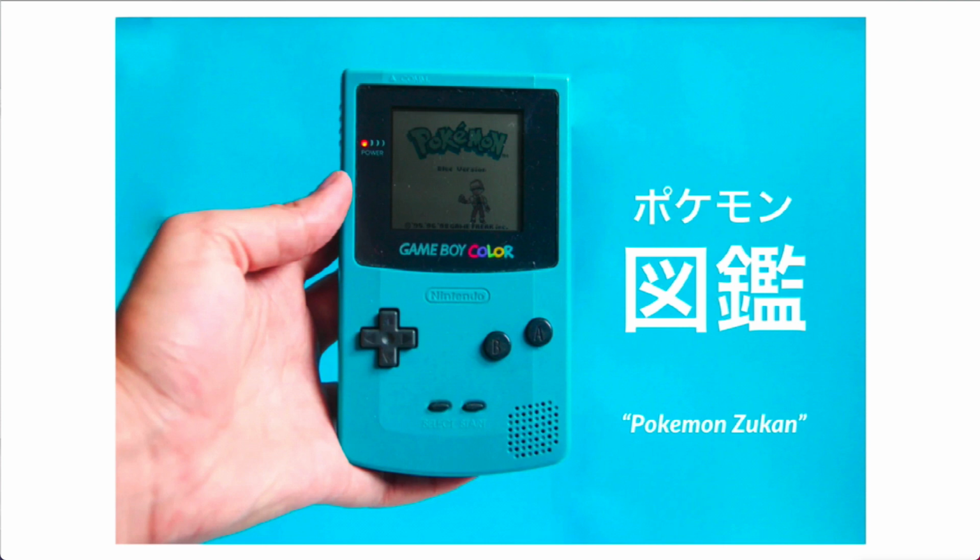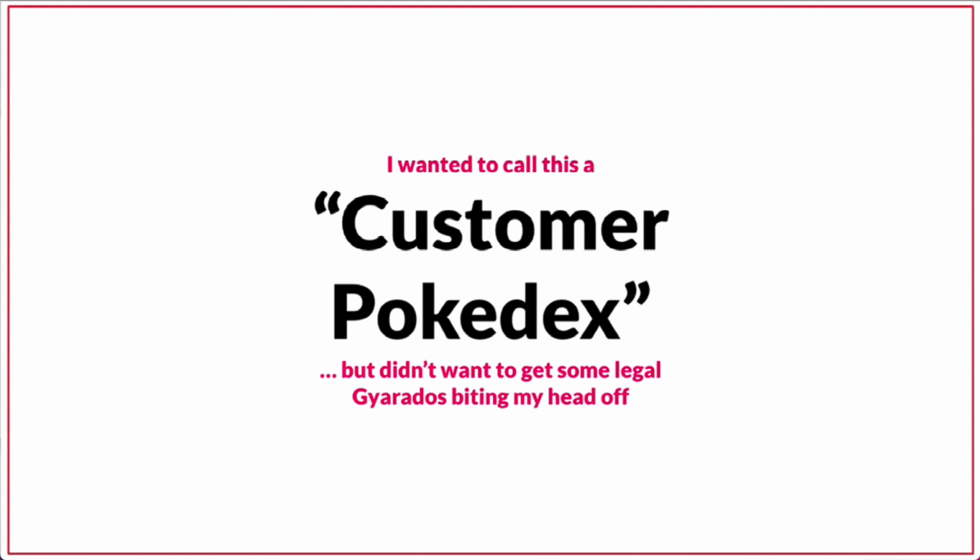Well, I apply that same premise to organizing my market research. I have a blank document with empty slots that I am trying to fill up. And thus, I was going to call it a customer Pokédex. You kind of fill it out with your market research. But that is trademarked, and I didn't want Nintendo sending some legal Gyarados to bite my head off. So the term I use for myself is the Customer Zukan. I speak Japanese, so that's what I call it. You can call it what you want, but in my course, we're going to call it that.